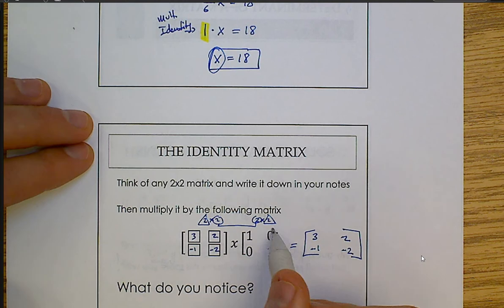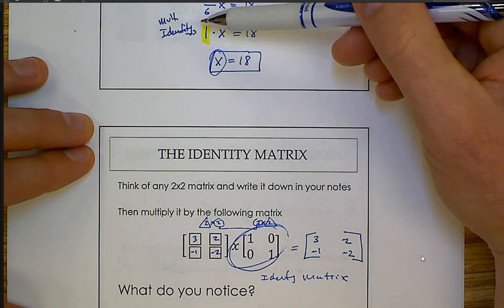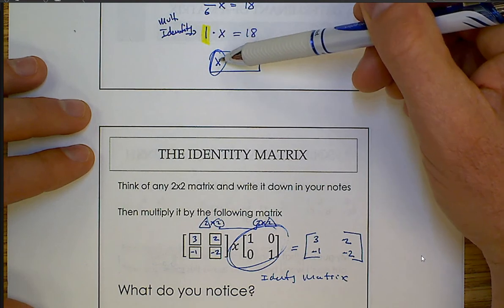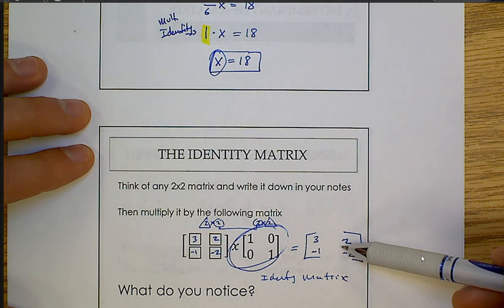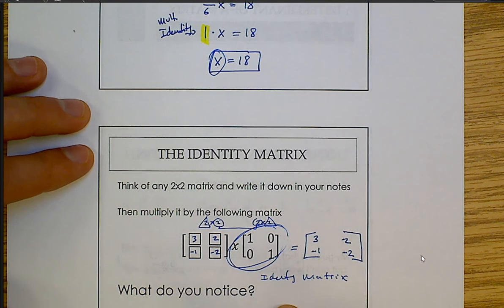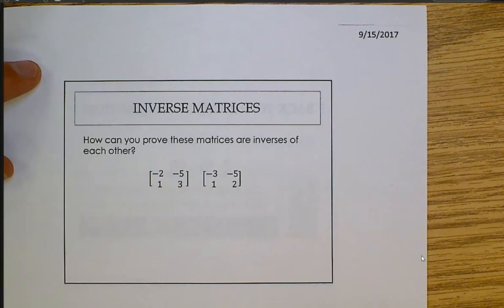This right here is what we call the identity matrix. It's just like when we did up here, you're multiplying x by 1 to get x. You multiply this matrix by the identity, and it gives you the matrix that you had. Okay? Again, we'll make reference to this. We'll come back to this in a little bit. All right, let's turn the page over here.